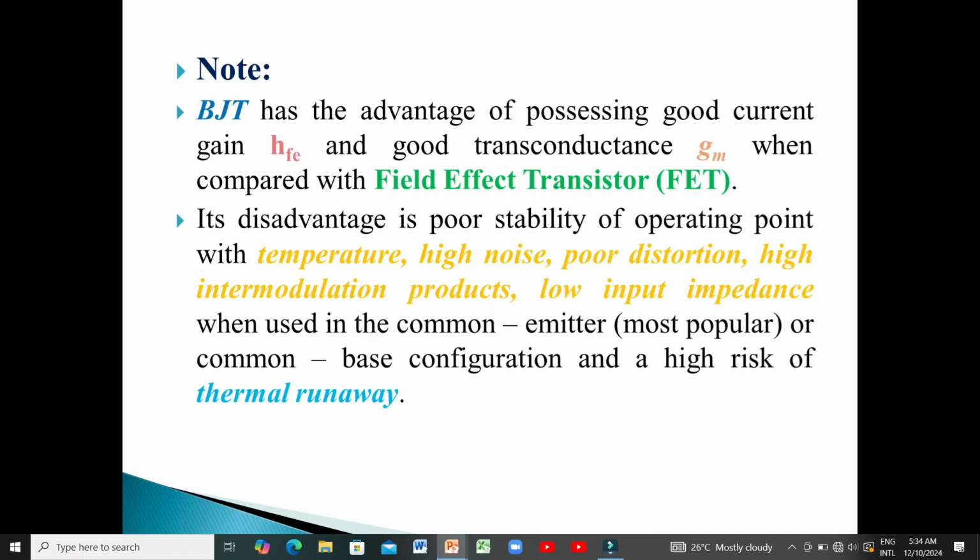Note, the BJT has the advantage of possessing good current gain, that is hFE, and good transconductance when compared with their competitor, field effect transistors. Its disadvantages are poor stability of operating point with temperature, high noise, poor distortion, high intermodulation products, and low input impedance when used in the common emitter mode, which is the most popular, or the common base configuration, and a high risk of thermal runaway.